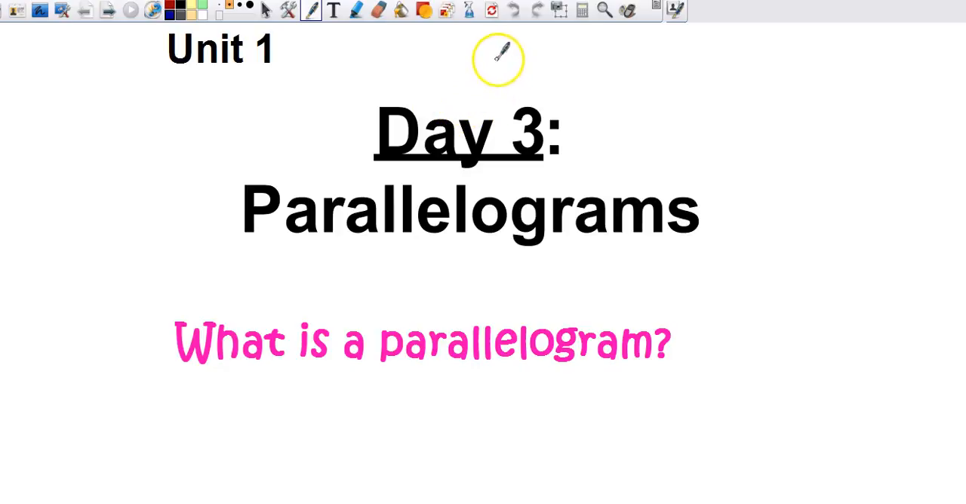Mr. Weissert here. I wanted to go through and talk about properties of parallelograms. We're going to use those properties to solve problems, and in some cases prove that a shape on a graph is a parallelogram. And let's talk about a parallelogram first.